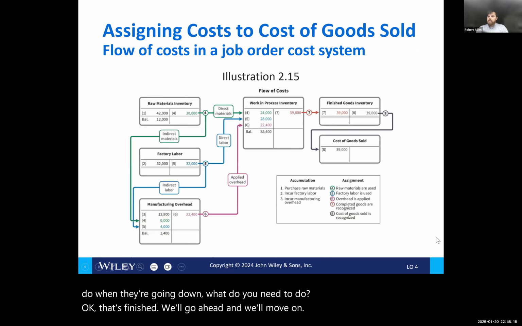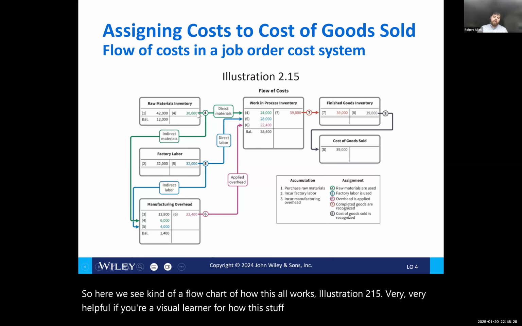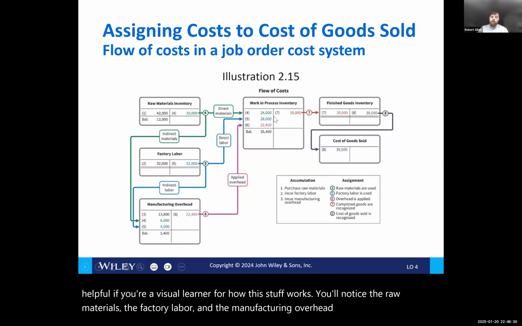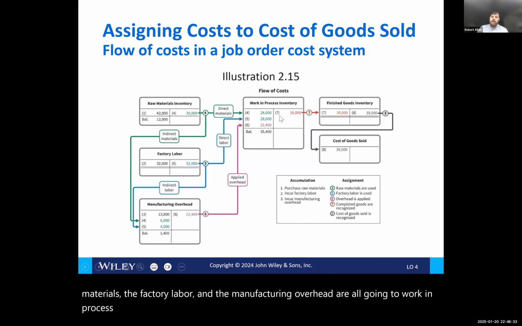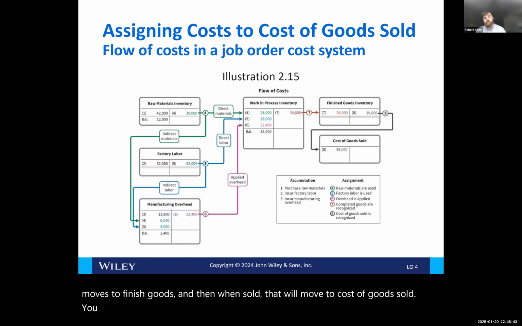So here we see kind of a flow chart of how this all works. Illustration 2-15, very, very helpful if you're a visual learner for how this stuff works. You'll notice the raw materials, the factory labor, and the manufacturing overhead are all going to work in process inventory. And then, of course, when finished, the work in process inventory moves to finished goods. And then when sold, that will move to cost of goods sold. You can look at this graphic very quickly and get an idea for how things work.